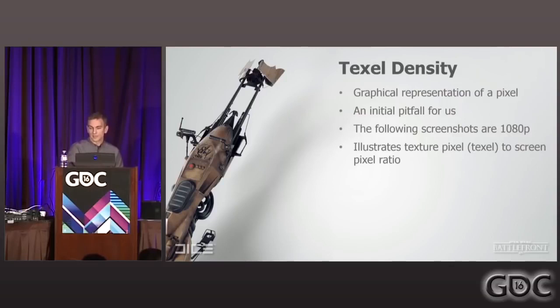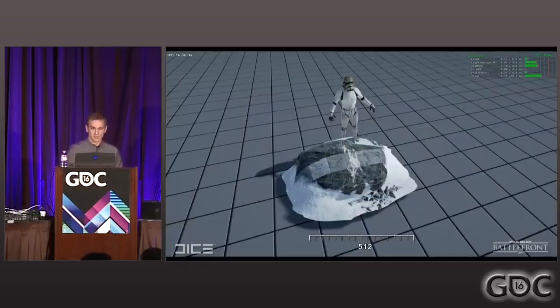The screenshots coming up are 1080p, just as a point of reference, and this illustrates that texture pixel to screen pixel ratio. So at 1080p, at the bottom there is 512, that's 512 pixels counted on that screen. And you see on this rock, and this is very early work, not end assets or anything like that, the white square on that rock represents a 512 texture, and the red square represents, I believe, a 32 by 32 texture.